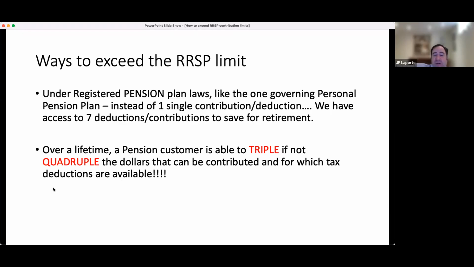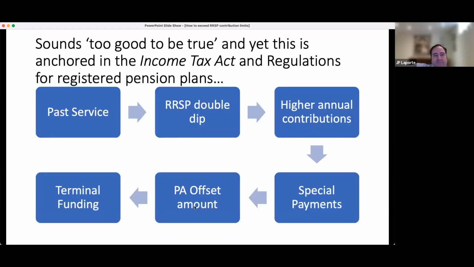But the legislation is a lot older than 1957. The pension legislation in the Income Tax Act goes back to the very first Income Tax Act of 1917. So there's really no excuse for people not knowing that you can use a pension plan. So next slide. So as I said, a lot of people always say to me, this sounds too good to be true. And yet, it's anchored, it's based in the Income Tax Act and the regulations for registered pension plans. There's no magic to it.